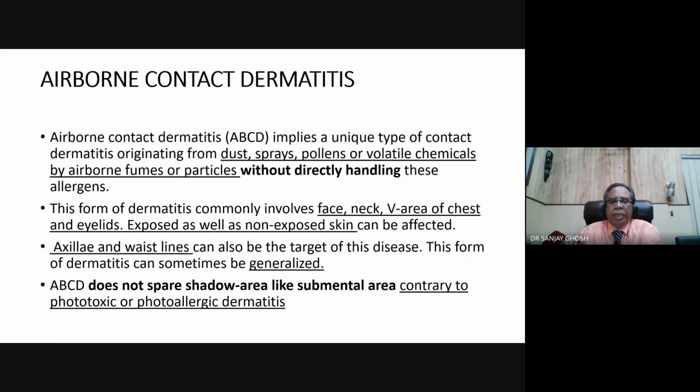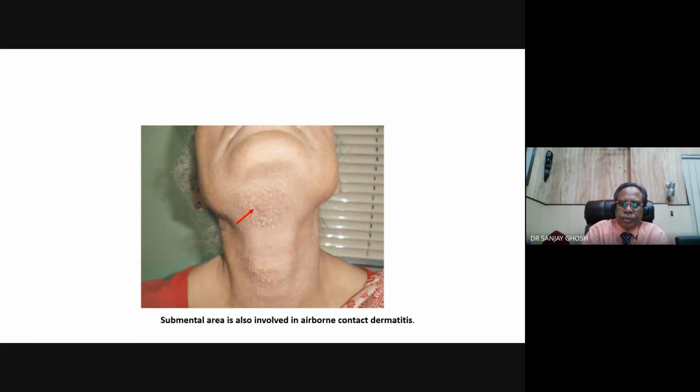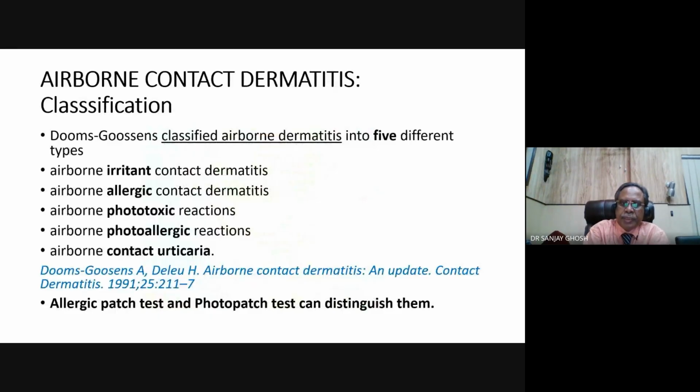But certain clinical clues are that ABCD, airborne contact dermatitis, does not spare shadow areas like the submental area. In phototoxic and photoallergic reactions, the submental area is spared, and behind the ear is spared, but ABCD does not spare these areas. So this is the submental area, which is involved in airborne contact dermatitis.